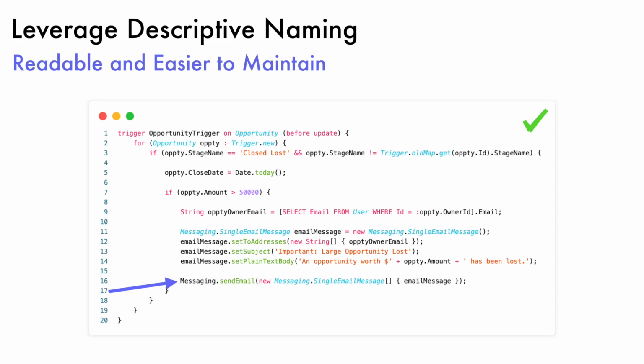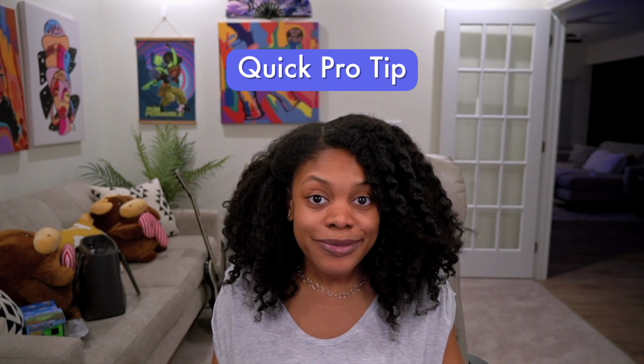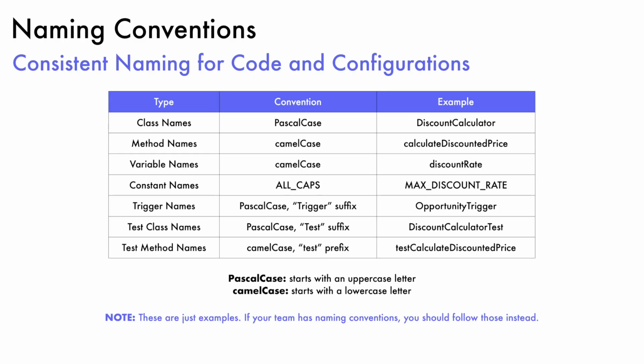This concept of descriptive naming should be used for more than just variables in Apex. You should also ensure that other areas of your Apex code are named properly, including class names, trigger names, method names, and more. Here's a quick pro tip. In addition to descriptive naming, you'll also want to use naming conventions for Apex code. This will ensure that the code in your Salesforce org is named in a consistent way.